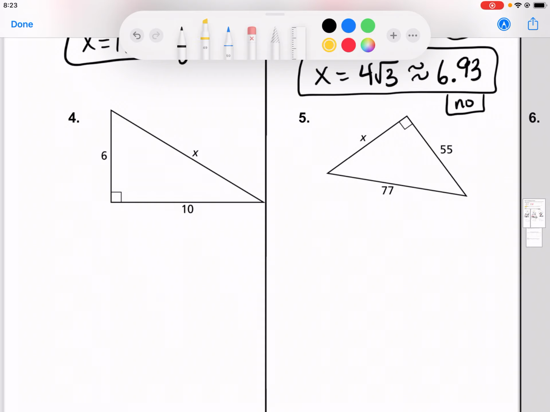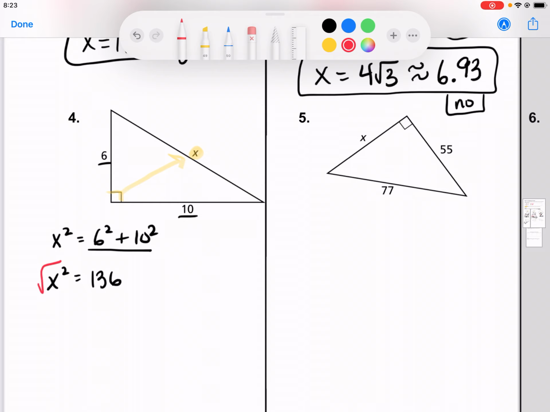All right, let's do some more. So once again, we look for the right angle, we go across and we find our hypotenuse. So I have x squared is equal to, and then I just add these other two and square them: 6 squared plus 10 squared. Since they're both on the same side, I'm just going to type it in just like I see it. So 6 squared plus 10 squared, that's equal to 136. And then to get rid of a square, you take the square root.